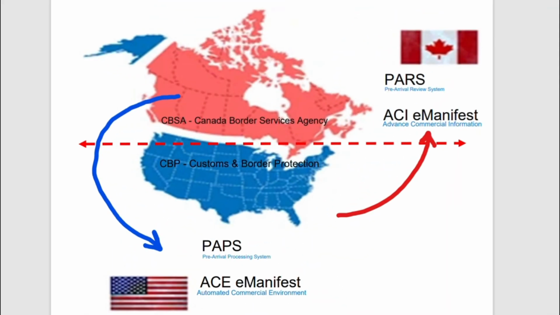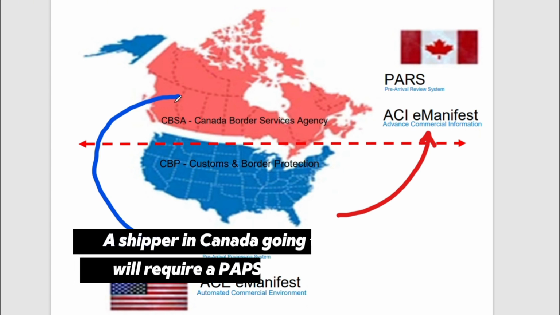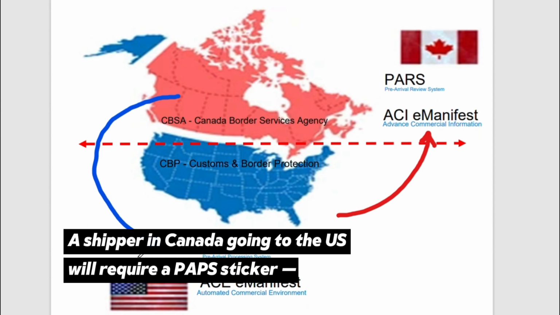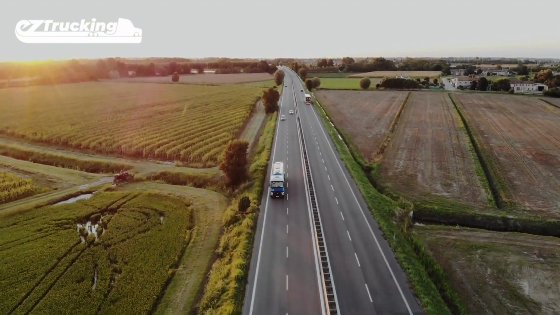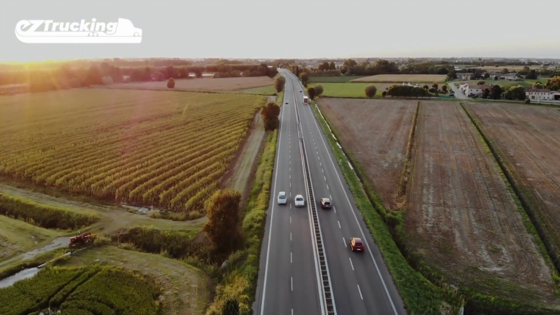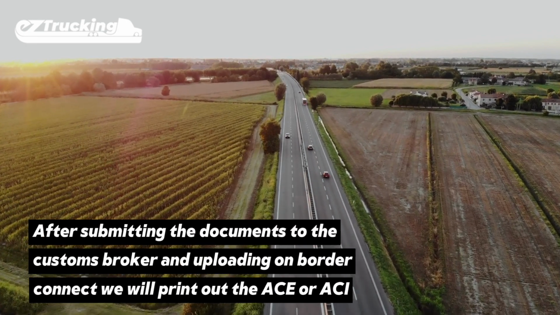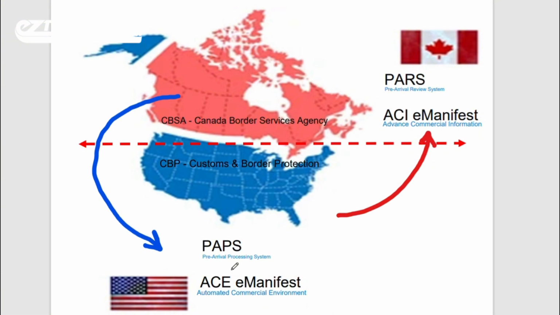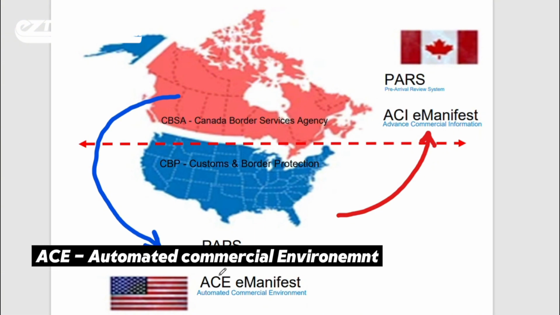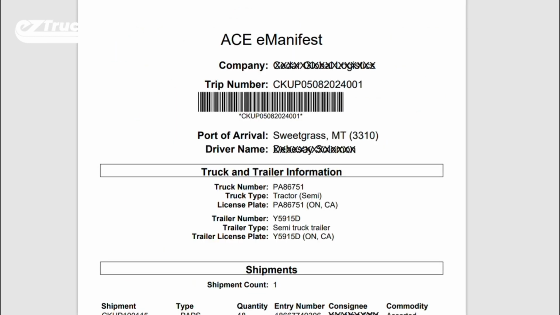Okay, so now just general information. When we get the load from a shipper in Canada going to the US, it means we have to use PAPS, which is the Pre-Arrival Processing System. After submitting the documents to the customs broker and uploading the documents to Border Connect, we're going to get the ACE manifest. ACE is the Automated Commercial Environment, which is this one.